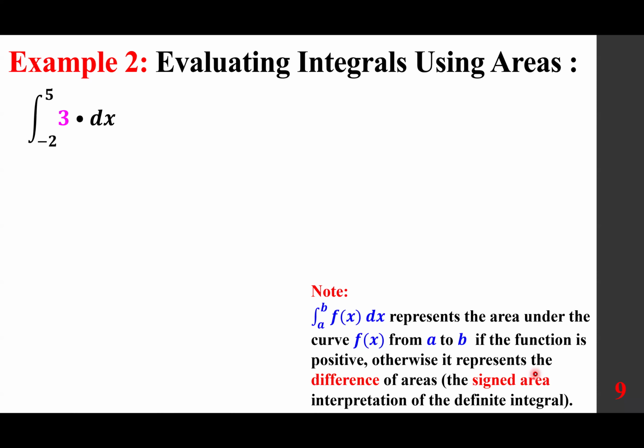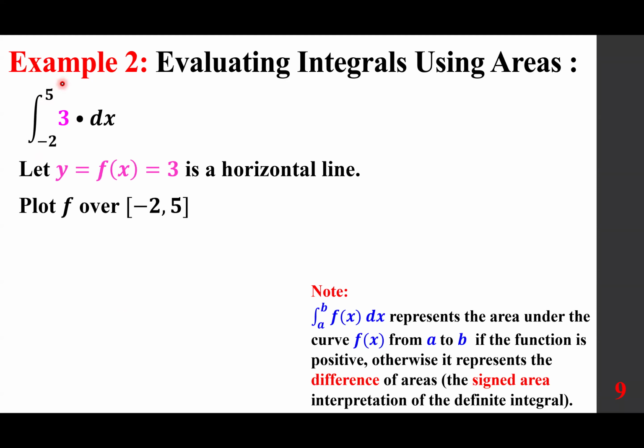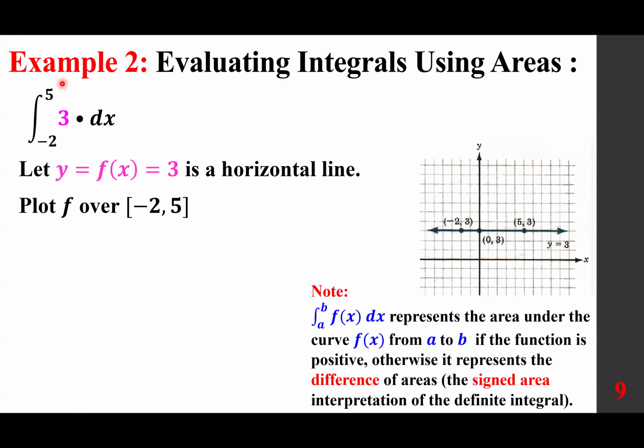So if that is the case, let's look at the area. What is the function? The function is y equals f of x equals 3, a horizontal line. And we know how to draw a horizontal line. From -2 to 5, from a to b, so we're going to plot over -2 to 5. Here's the grid, here's the function, y or f of x equals 3, it's a horizontal line. And we want to go from -2 to 5. That means we want this area.